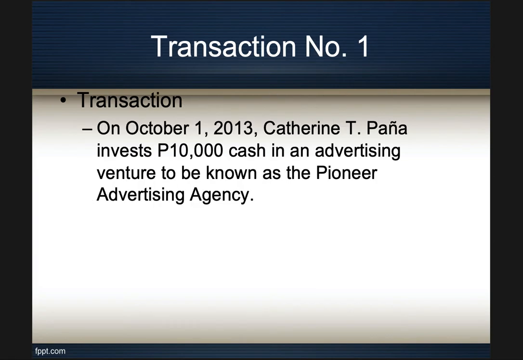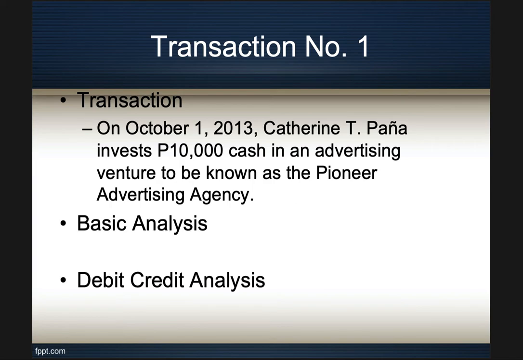Okay? First transaction. This is a new transaction so that we can be refreshed, because we have already learned the basics a while ago, right? So here on October 1, Catherine T. Pania invests 10,000 cash in an advertising venture to be known as Pioneer Advertising Agency. Here we have to do two analyses: the basic analysis, meaning what are the accounts affected, asset or equity, something like that, and the debit and credit analysis of these accounts affected.